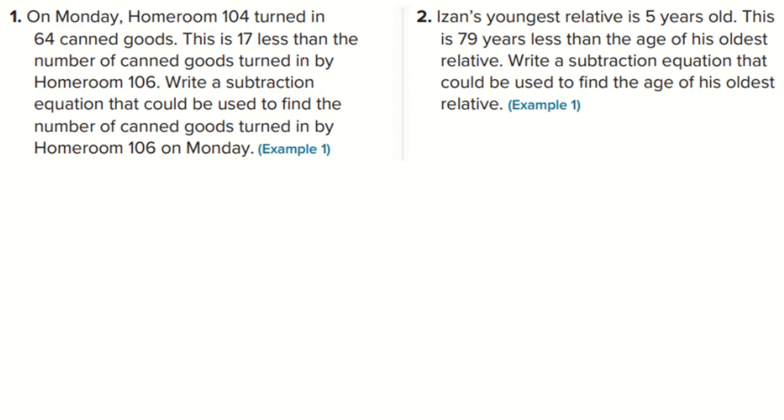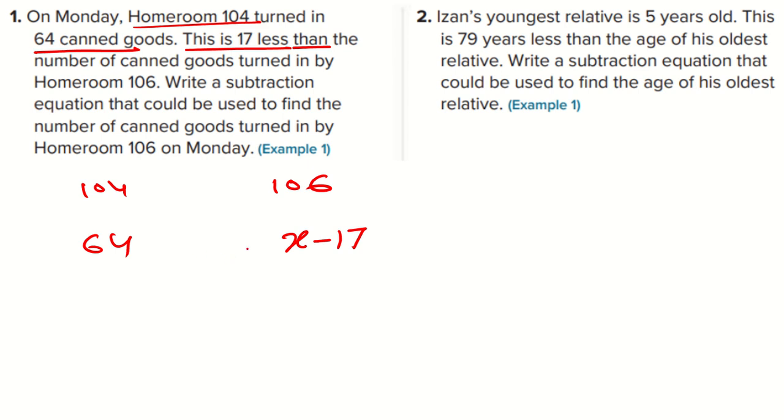Next is some word problems are there. On Monday, homeroom 104 turned in 64 canned goods. This is 17 less than the number of canned goods turned in by homeroom 106. Okay. Now see, these are the two things, homeroom 104 and homeroom 106. It makes 64 canned goods, which is 17 less than. 17 less than means it will be here.